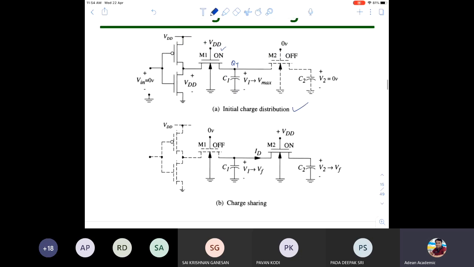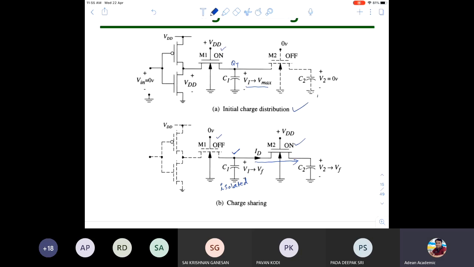Now the next case. V1 is already stored as Vmax. Even if you make transistor M1 off, this V1 stored at Vmax will remain, the charge will remain here as it is. Now M2 is on, and C2 will be there. Whatever charge is stored in C1 now transfers to C2 through this on transistor. That's what we call charge sharing. Here the charge is stored into C1 first. Then when M2 is on and M1 is off, this becomes isolated.